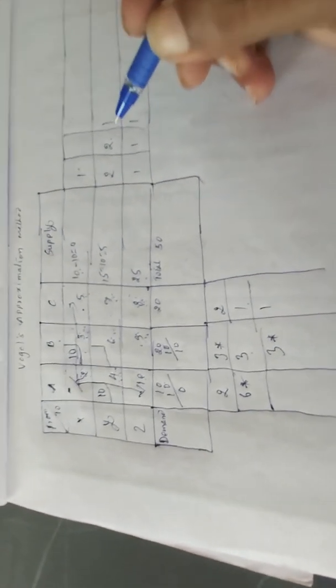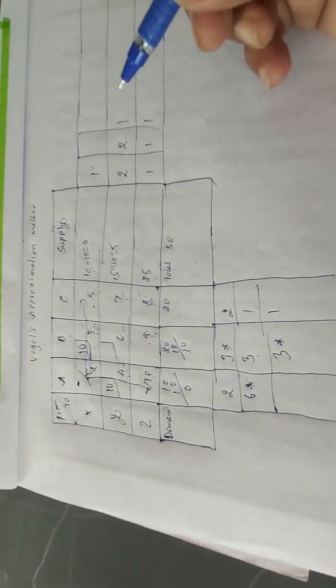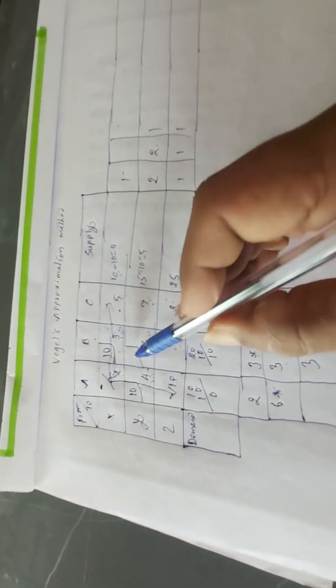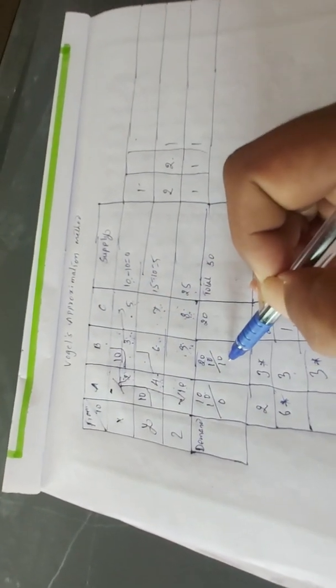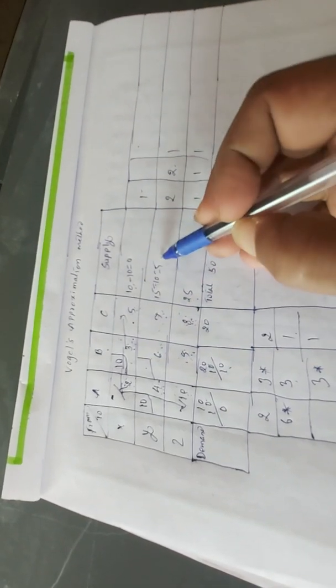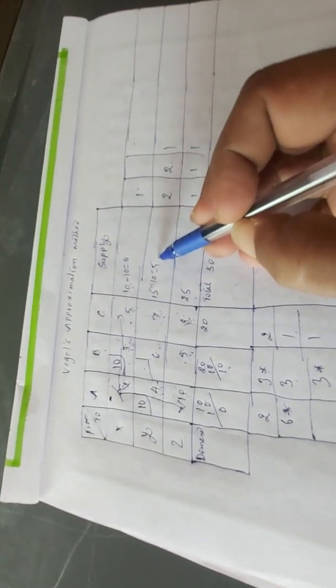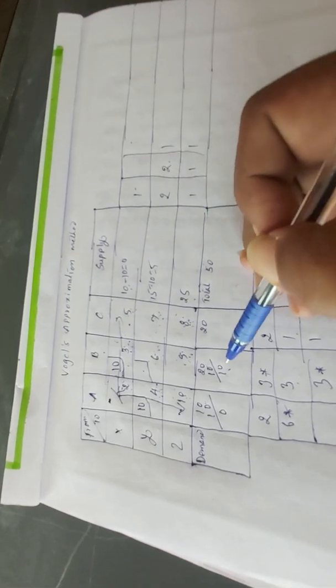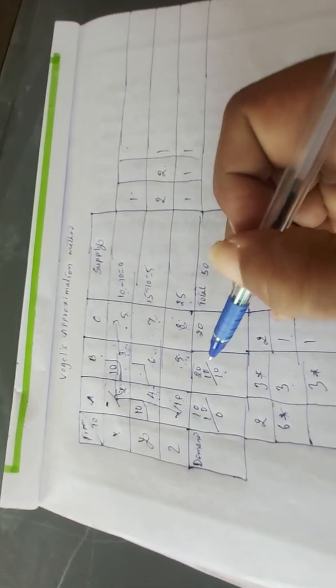At the time of selecting a cell, we have to consider the lowest amount. The lowest amount is 6. After selecting this cell, we need to consider demand and supply. Demand is 10, supply is 5. Of 5 and 10, whichever is less, 5 is less, so I am allotting 5.